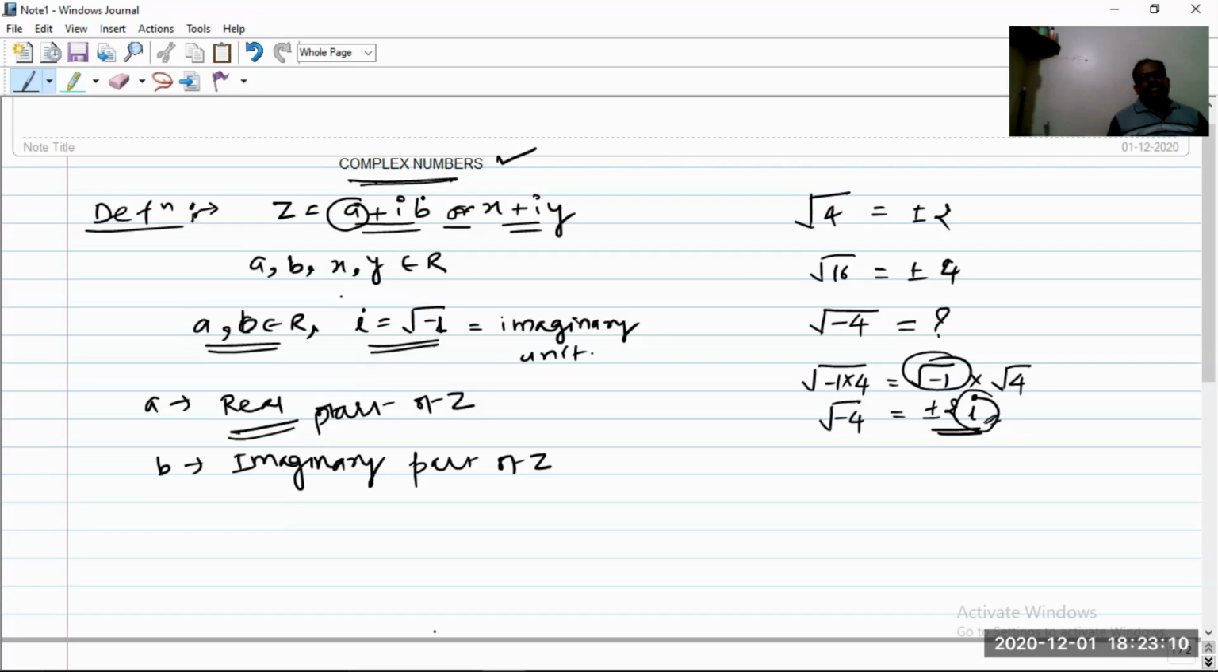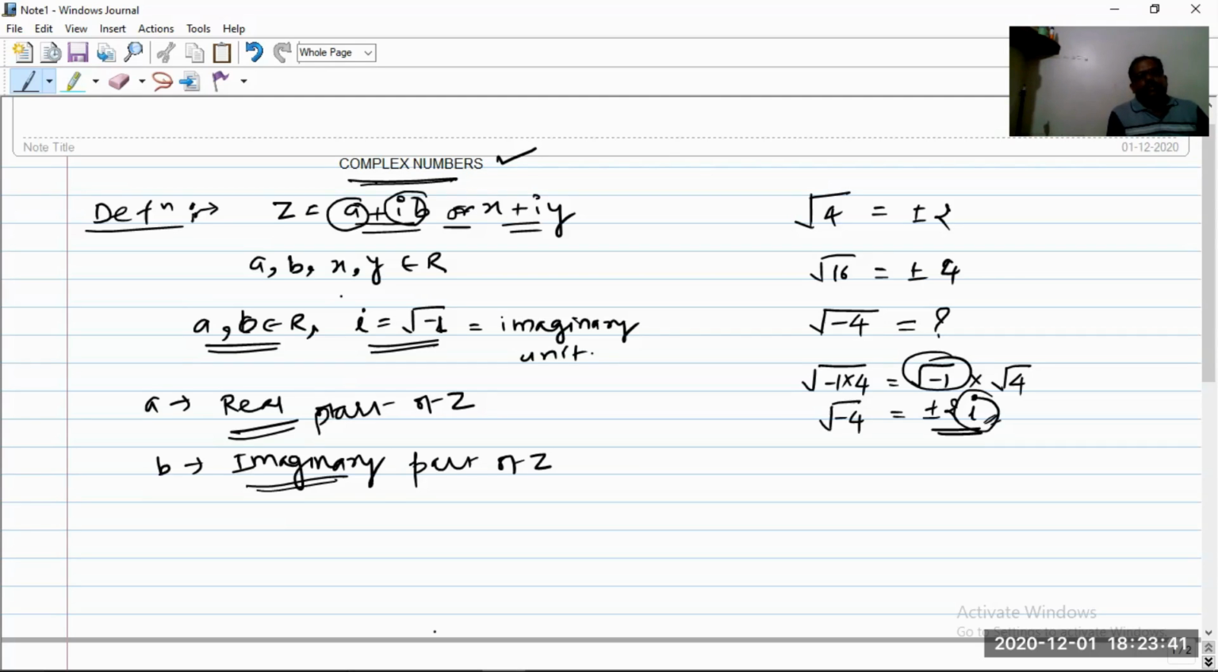Whereas B is in terms of the multiple of the imaginary unit i, so this B is called the imaginary part of a complex number Z, not the imaginary unit. So students, in this way we can say that Z equal to A plus iB is a complex number.